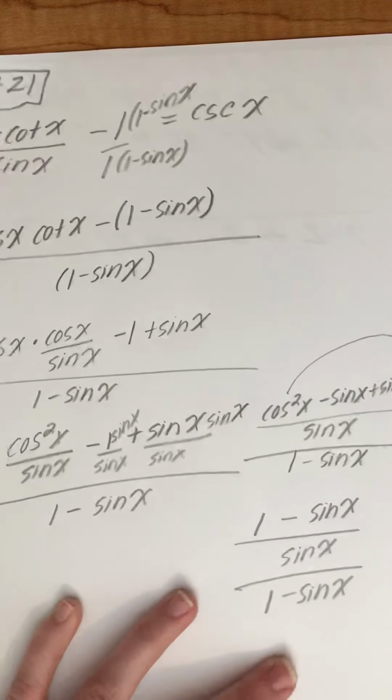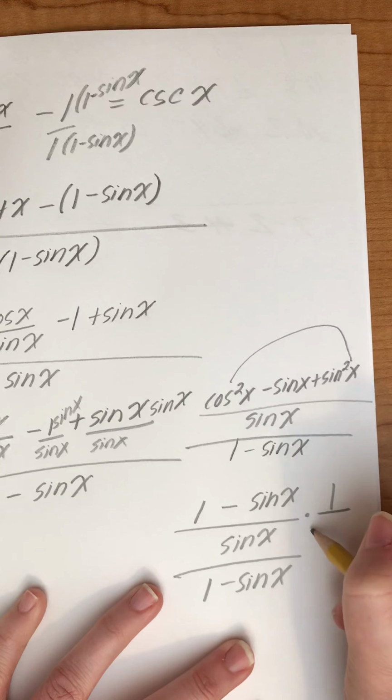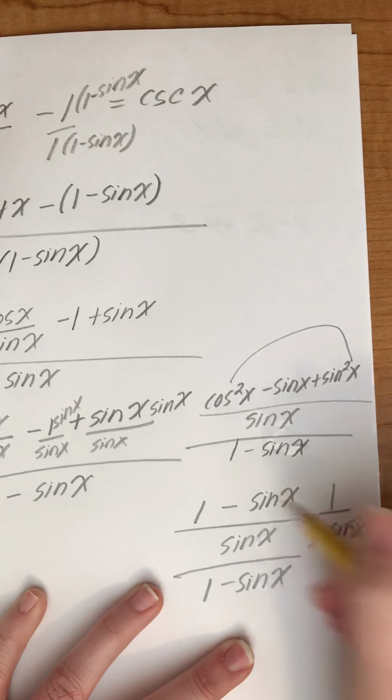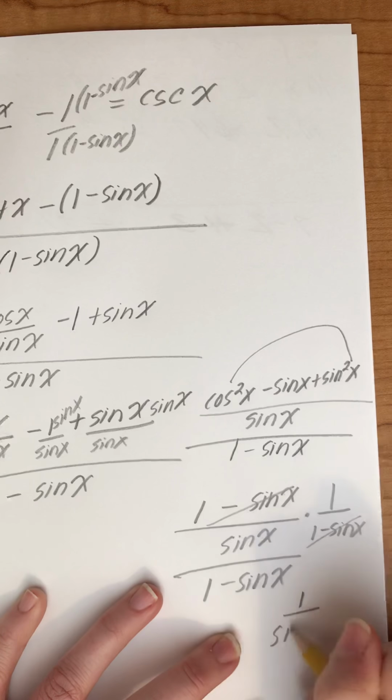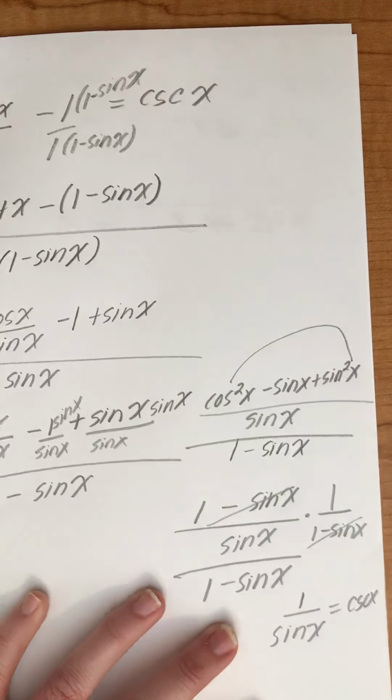And look at that. Dividing fractions is easy as pi. Flip the second and multiply. So we'd be multiplying by 1 over 1 minus sine of x. And then look at that. They're dividing out, leaving us with 1 over sine of x, which is cosecant of x. Love that one.